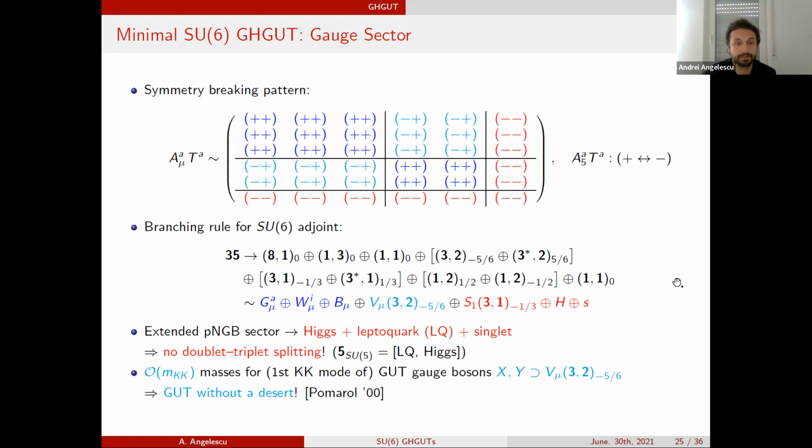And also, another interesting feature is that for these minus-plus vector leptoquarks, which I call the X and Y GUT gauge bosons, you get masses of order M_KK. So that's order 10, 20 TeV, something like that. This leads to an interesting scenario where even though we have a grand unified theory, we don't have a desert all the way up to 10^15 GeV. The GUT gauge bosons are much, much closer.